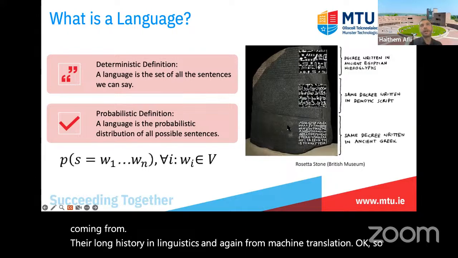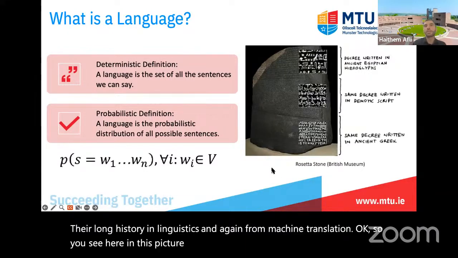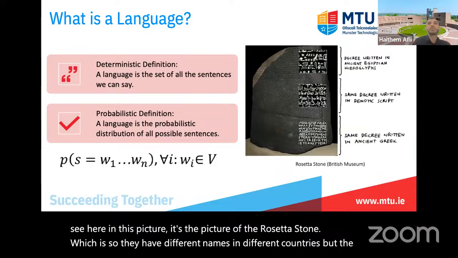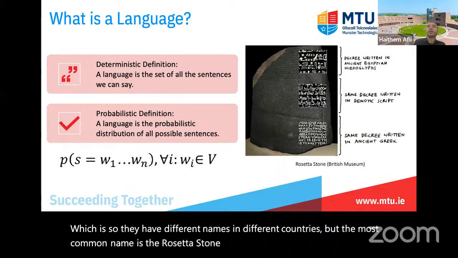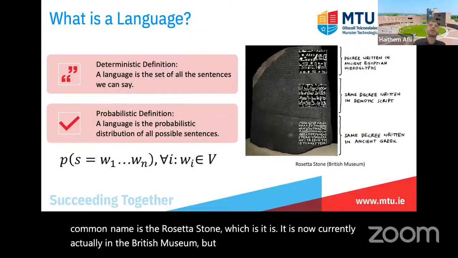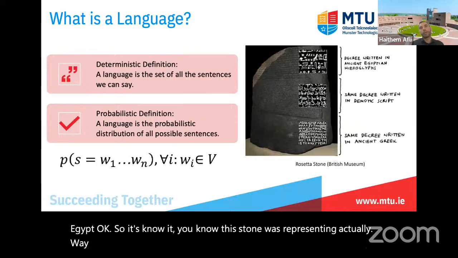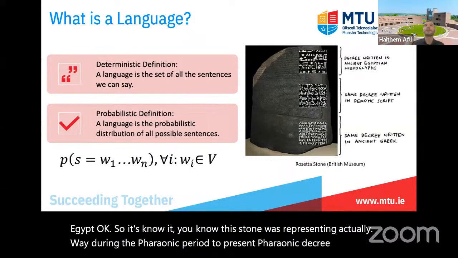Okay, so you see here in this picture the Rosetta Stone. It has different names in different countries, but the most common name is the Rosetta Stone. It is now in the British Museum, but it was taken from ancient Egypt. This stone was a way, during the pharaonic period, to present a pharaonic decree in 3 languages.